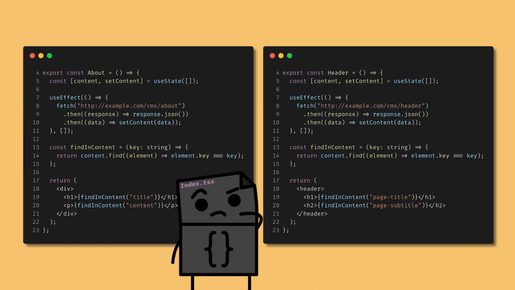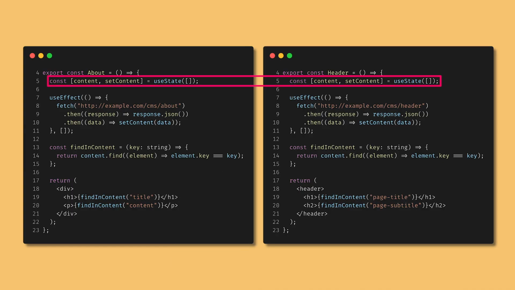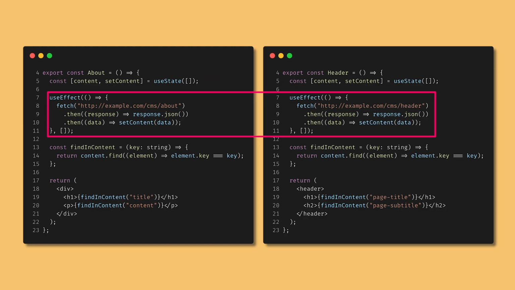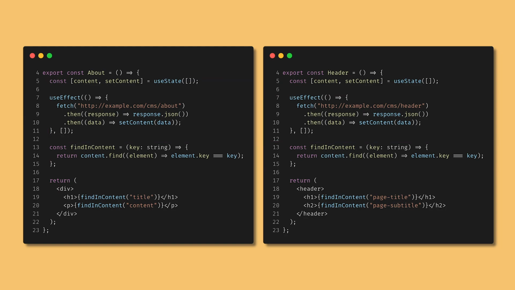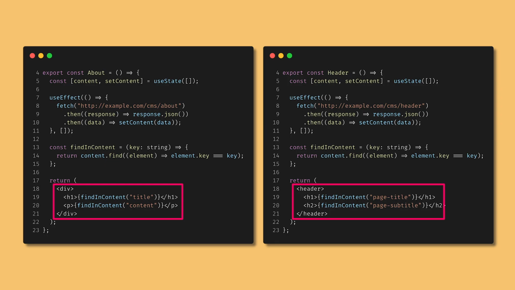Let's add another component, this time for the About page. The code should honestly look very similar to our header code. We have the content state, we make an API call, and we have the helper function for finding the element we want from the content array. The only real differences between the two pieces of code are the content being requested and what elements we display. This is a place where a custom hook can provide a lot of value.